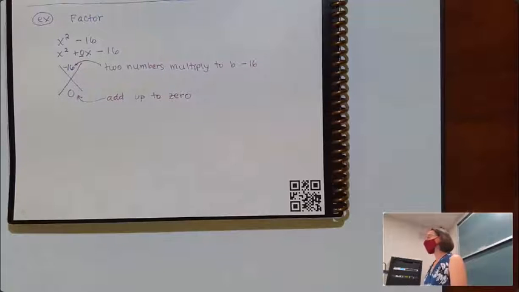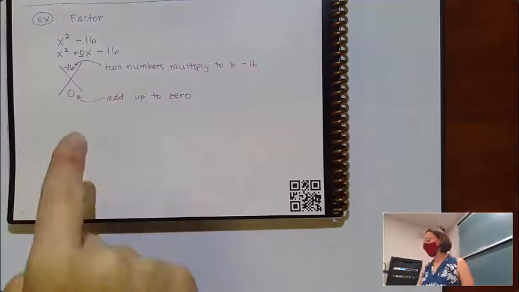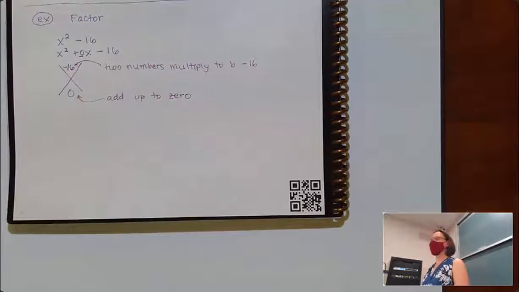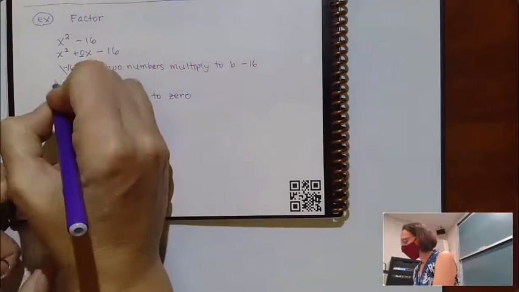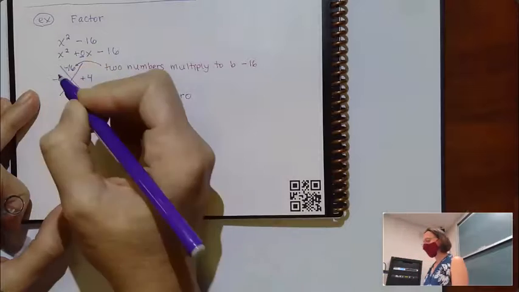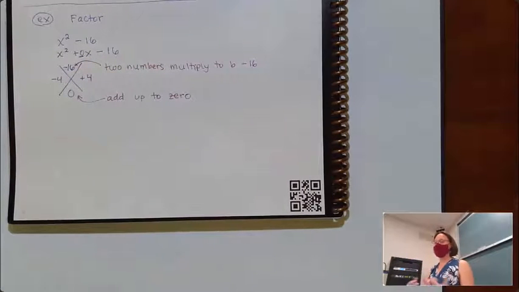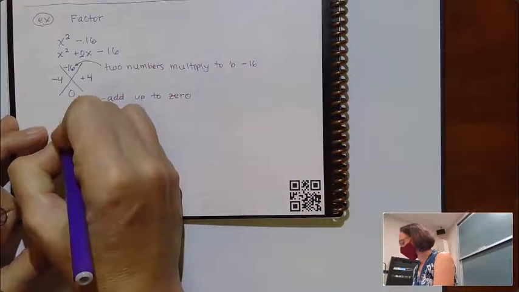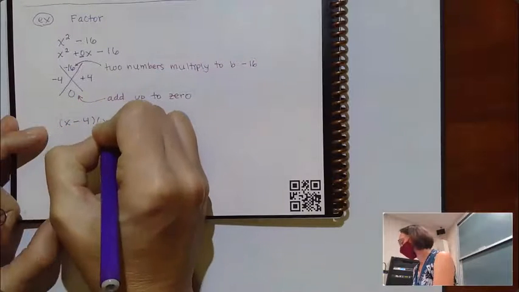Well, I know that if they add to 0, they have to basically be the same number with opposite signs, which is why it's helpful to recognize that 16 is a perfect square, because the two numbers we're looking for are positive 4 and negative 4. And it doesn't matter which order we put those in, but I need a positive 4 and a negative 4. So my factors end up being x minus 4 times x plus 4.